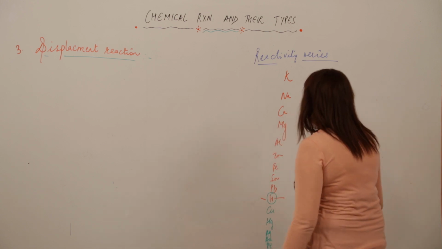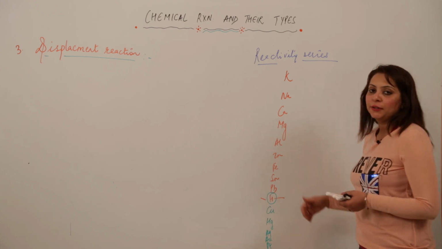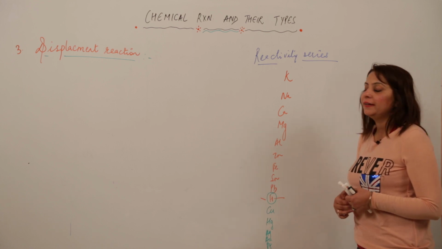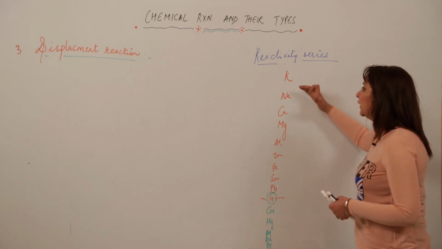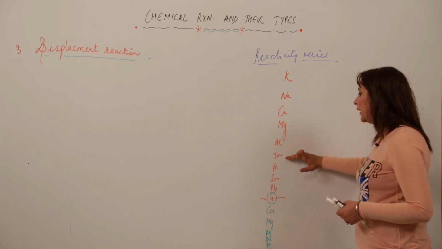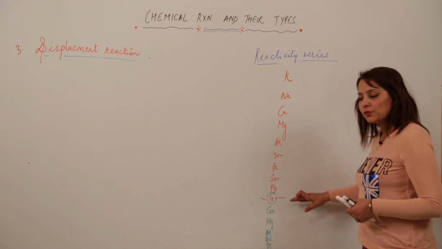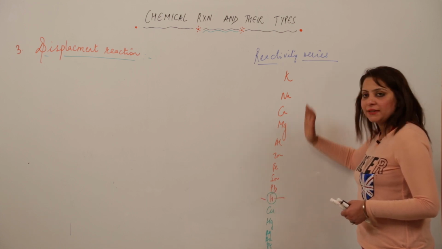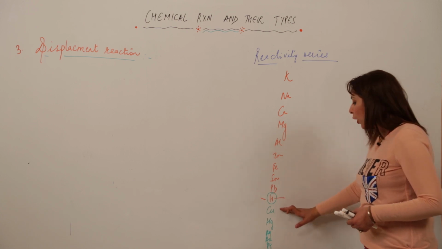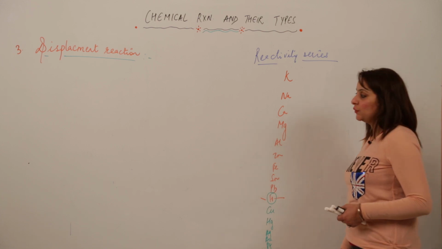so because I've written the symbols, I'll just make you understand what each symbol denotes, as you already know, but still to make it more clear, I'm just recalling the names. See, it is potassium, sodium, calcium, magnesium, aluminium, zinc, iron, tin and lead, and this is the hydrogen which is used to separate the more reactive elements from the less reactive elements. Under this hydrogen we have copper, mercury, silver, gold, platinum. You need to remember this reactivity series.